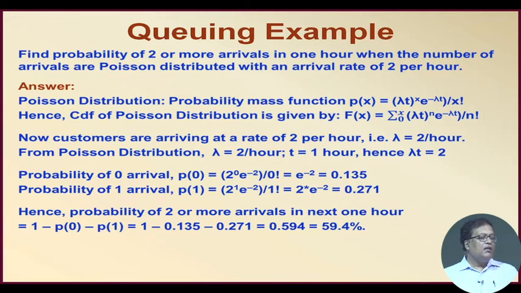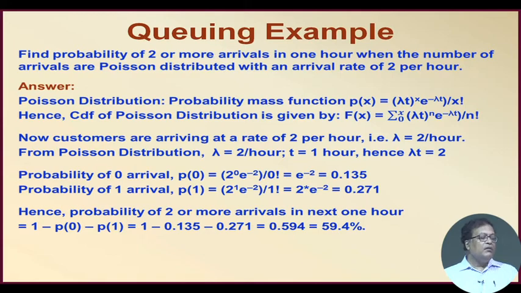So, what is the arrival rate? The customers are arriving at a rate of 2 per hour, that is lambda equal to 2 per hour. From the Poisson distribution, we have lambda equal to 2 per hour and t equal to 1 hour, therefore lambda t equal to 2. So, what will be the probability of 0 arrivals? P(0) is given by 2 to the power 0, because that is lambda t, then e to the power minus 2, divided by factorial 0. That is e to the power minus 2, which comes to 0.135.